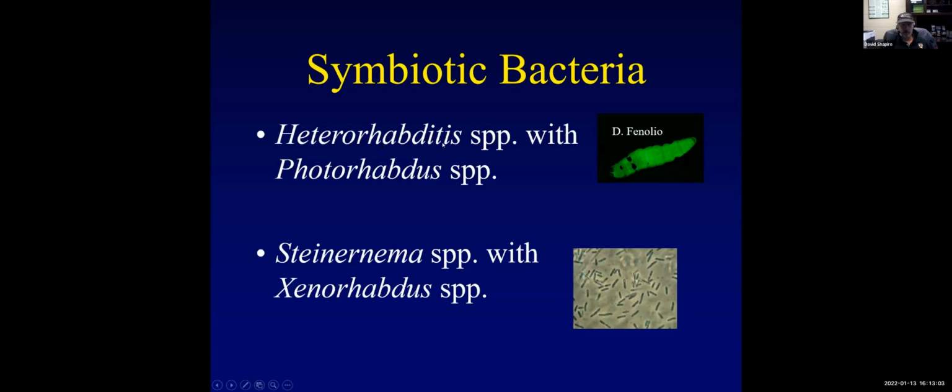The Heterorhabditid nematodes are associated with Photorhabdus bacteria. Photo because they're luminescent. So you can see this caterpillar infected with the nematodes and bacteria glowing in the dark. If there's time during question and answer, I could talk about how we were cited in a segment for the History Channel that has to do with this luminescence phenomenon. The Steinernema nematodes are associated with Xenorhabdus species of bacteria, which are not luminescent.